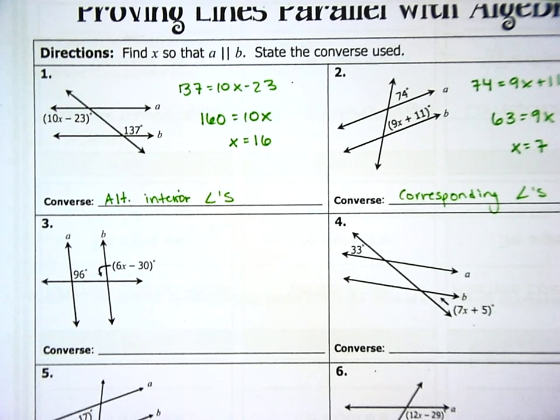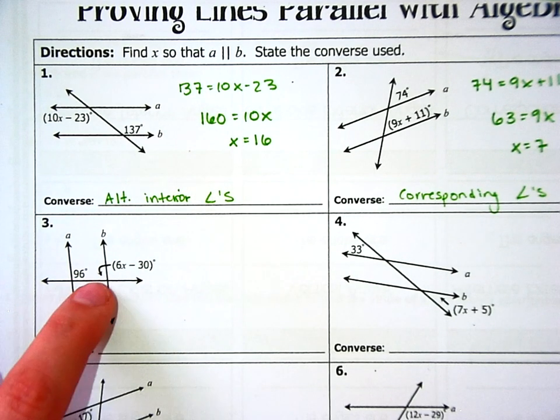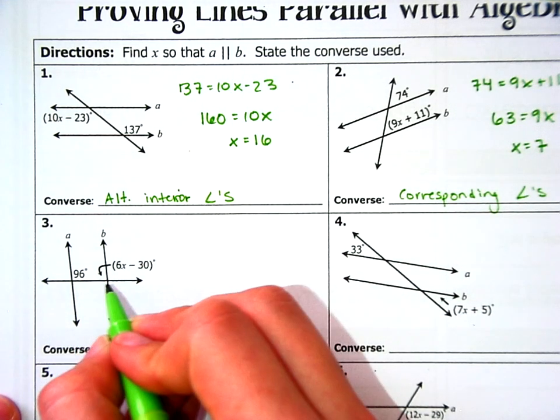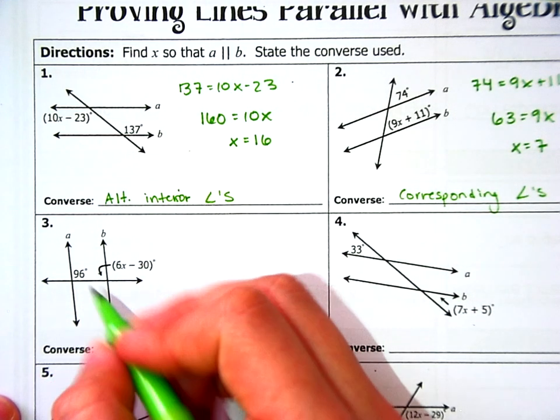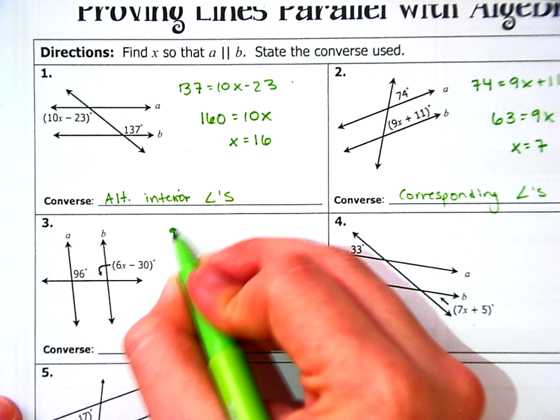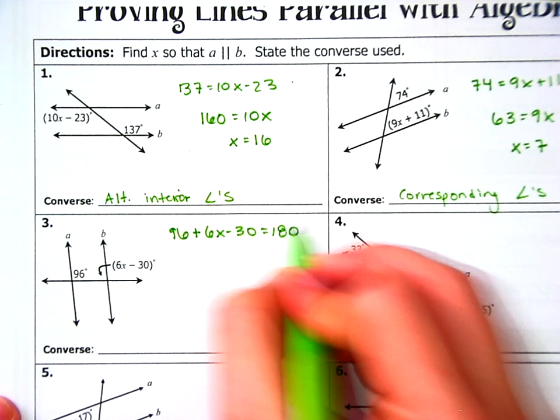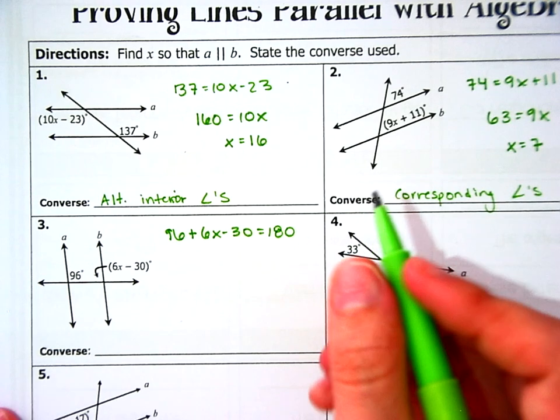Next we have, all right, these two angles in here. These are going to be consecutive interior or same side interior. Okay, so they don't have to be equal for these lines to be parallel. They have to add up to 180 degrees. So I'm going to do that. Add them together, and they should equal 180. Let's see what x has to equal.